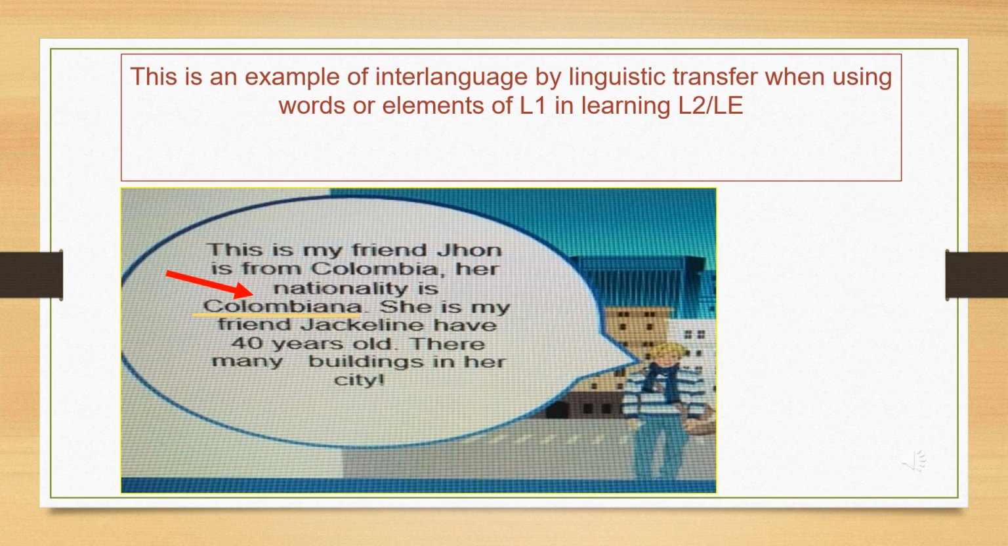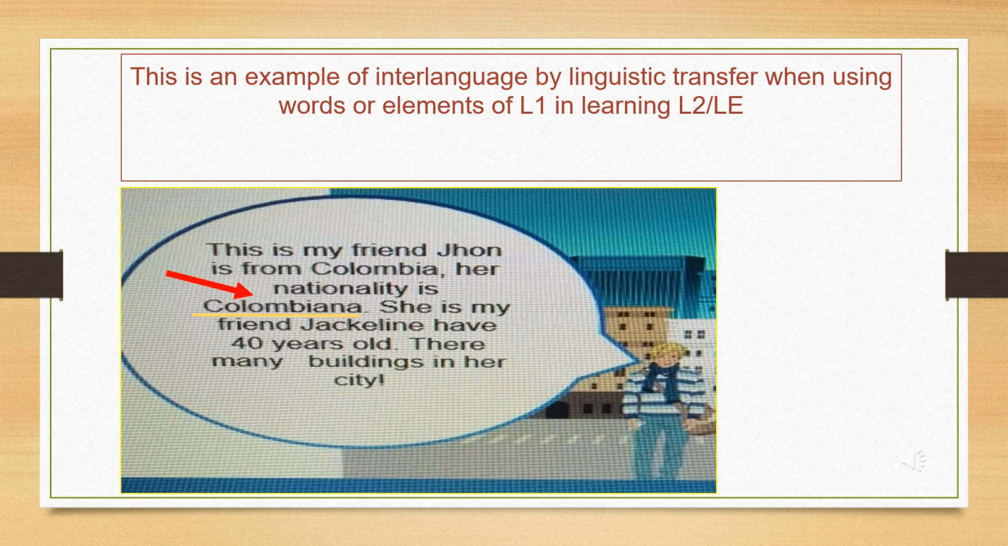Another example of interlanguage bilinguistic transfer is when the student takes a very specific word or expression from L1 and uses it in the construction of a sentence in L2. In this second slide, we can see that the student wrote, "her nationality is Colombiana." So we can clearly see the student using words or elements from L1 in L2.